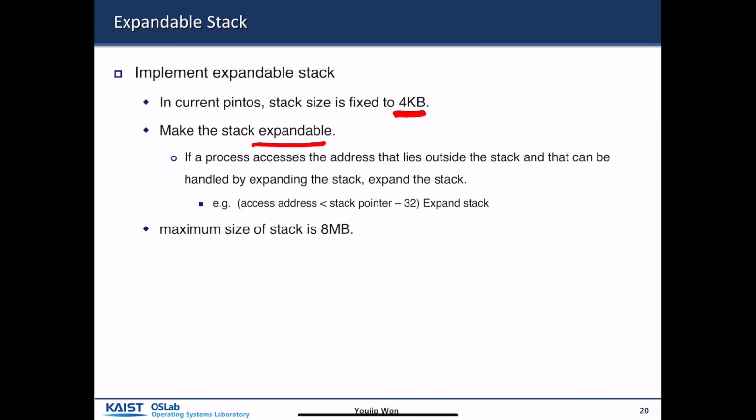If a process accesses an address that lies outside the stack, and that can be handled by expanding the stack, we expand the stack. So for example, if the user application accesses an address beyond the stack, but within the stack pointer minus 32 range, then we're going to expand the stack. And we will limit the size of the stack for a process to 8 megabytes.